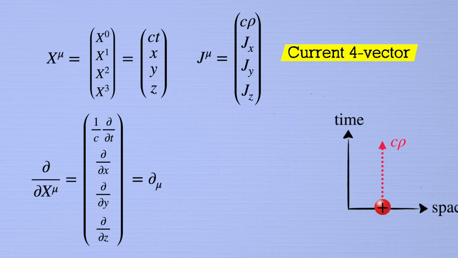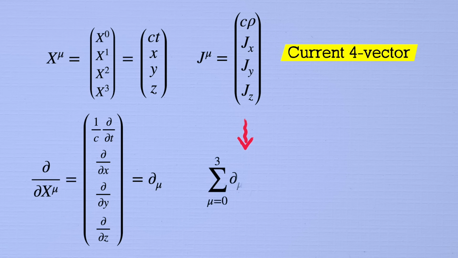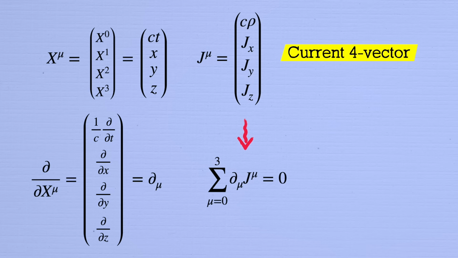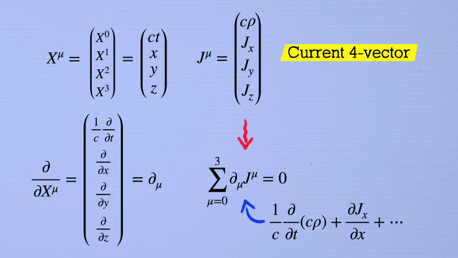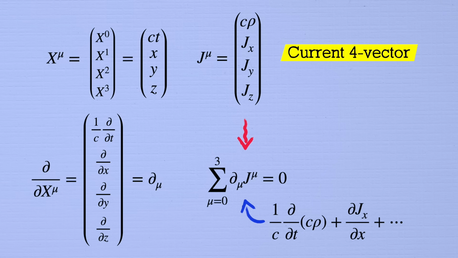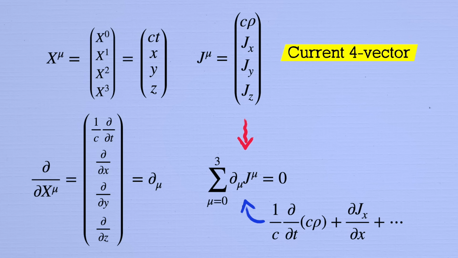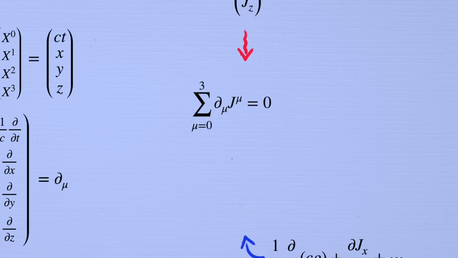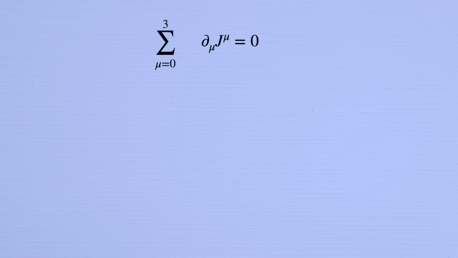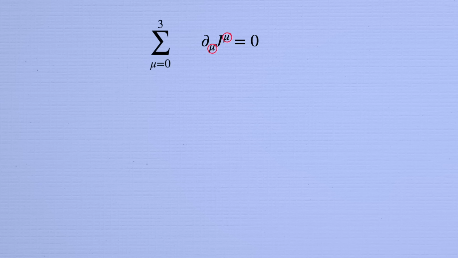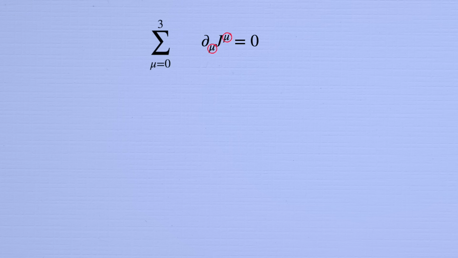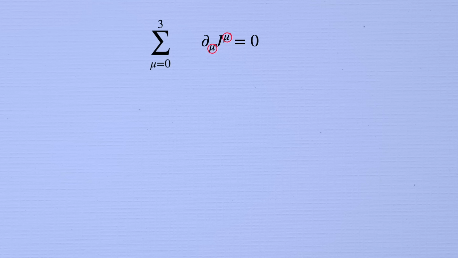In this notation, the continuity equation simply says that the sum over mu of d mu j mu is equal to 0. Because if we expand it out, we get d0 j0, which is 1 over c d by dt of c rho, and the c's cancel, plus dx jx, dy jy, and dz jz, just like we had before. In fact, we usually don't even bother to write out the sum symbol. We just adopt the convention that anytime an index like mu appears twice in any given term like it does here, then we sum over all of its values.